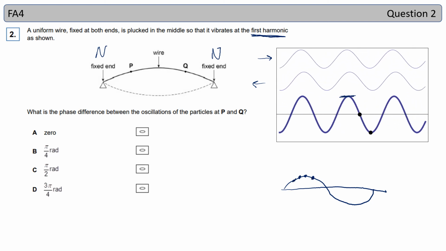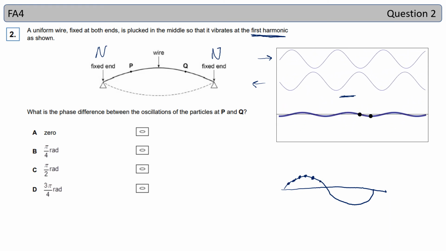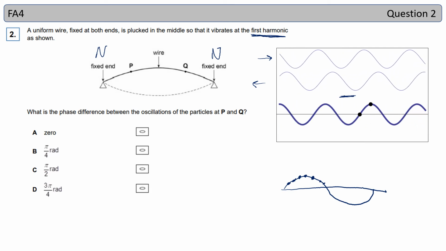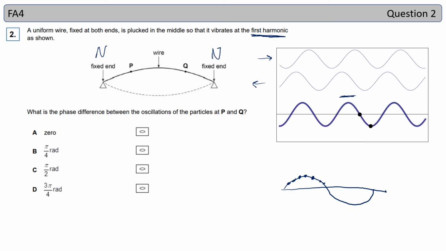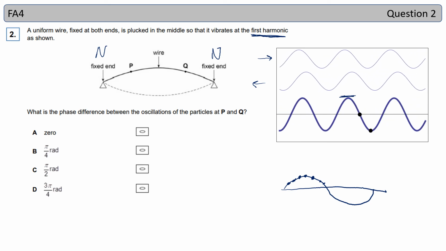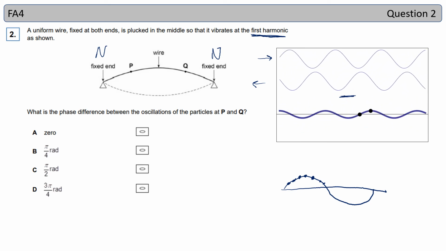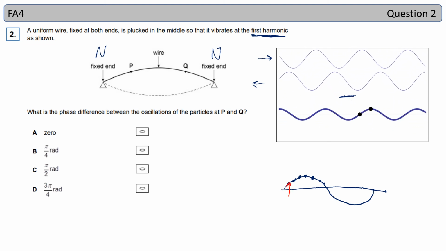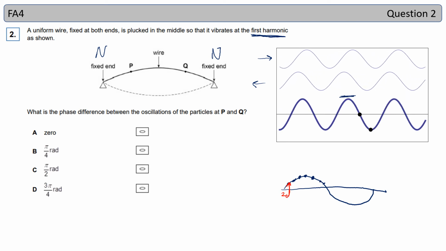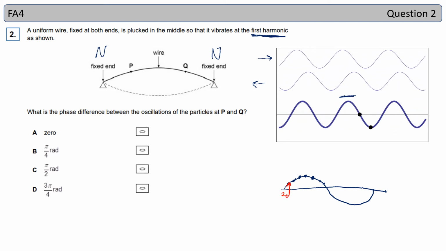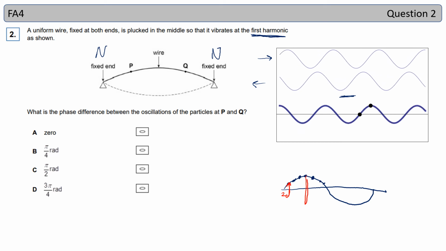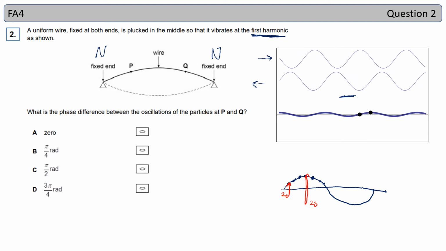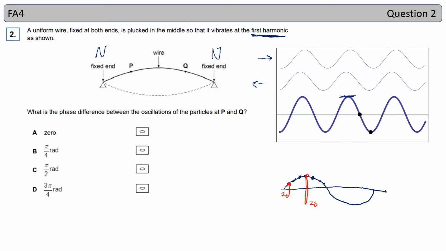All of the particles in this snapshot are at the greatest possible displacement that they will ever reach from the equilibrium position. That is, they are all at the same point in their cycle. This little particle here will only ever oscillate from here down to here and back up again. And let's say that took 2 seconds. Well, our one in the middle here will oscillate from here down to here and back up again in the same 2 seconds.